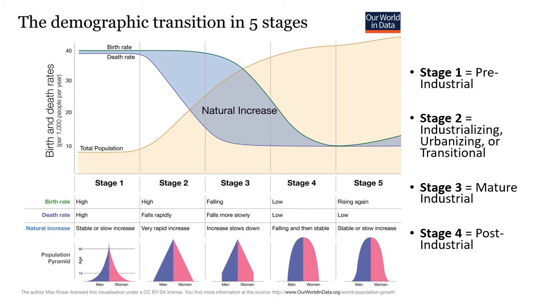So demographic transition, 5 stages. You notice that there's 5 stages here rather than 4. We'll talk about that in a second. So stage 1 is your pre-industrial. So pre-industrial, your birth rate is going to be very, very high. You do have a wide base to your population pyramid, but note that a lot of those individuals are dying before they reach their 15th birthday.